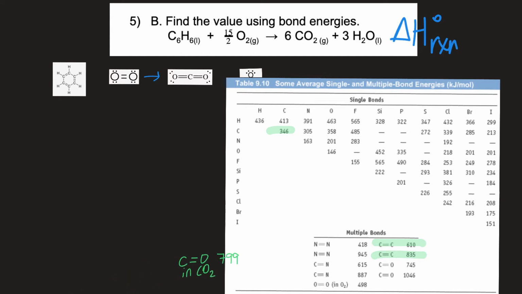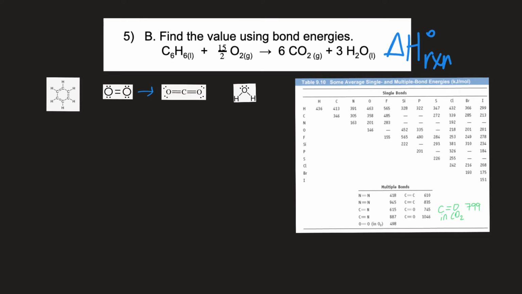One other thing that you'll have to add in here is an exception. So even though it's simply a C double O bond, the ones in carbon dioxide are particularly strong. Instead of taking 745 kilojoules to break a C double O bond, in carbon dioxide, it's actually more like 799. The 745, even though it's an average, is not a very accurate one. So anytime you're looking at carbon dioxide, you'll want to use the 799 number.